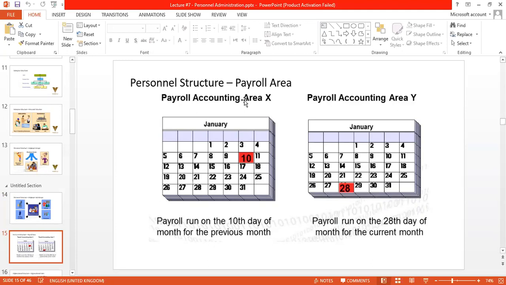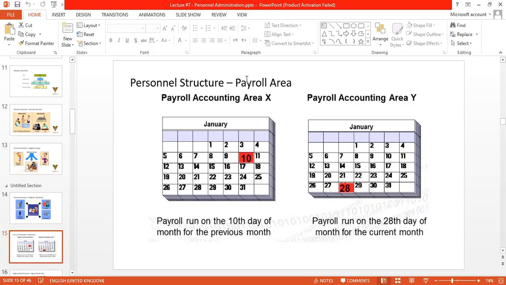So what we've discussed: personal area, which is geographical, personal sub areas, which are departments. Okay. Then we have employee groups, which is active. And then we have employee subgroups. Employee subgroups are different categories of workers that we have, like permanent or contractual or clerical staff or daily wage workers. These are employee subgroups. Next comes in payroll area.